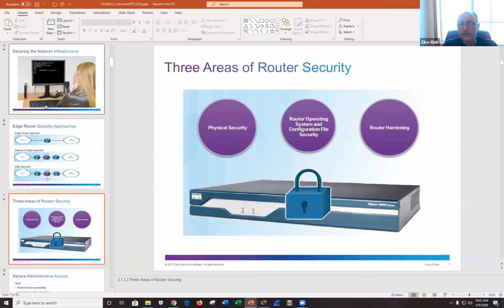3 areas of router security. The first one and super important one is physical security. I keep saying there is no security without physical security. You have to have physical security. And this is why if you were to go to any company and you want to walk into their data center, it has locked doors. Usually you have to use multi-factor authentication to get authenticated before you can walk in. They have cameras. They want to see who's coming in, who's going out, because physical security is super important.